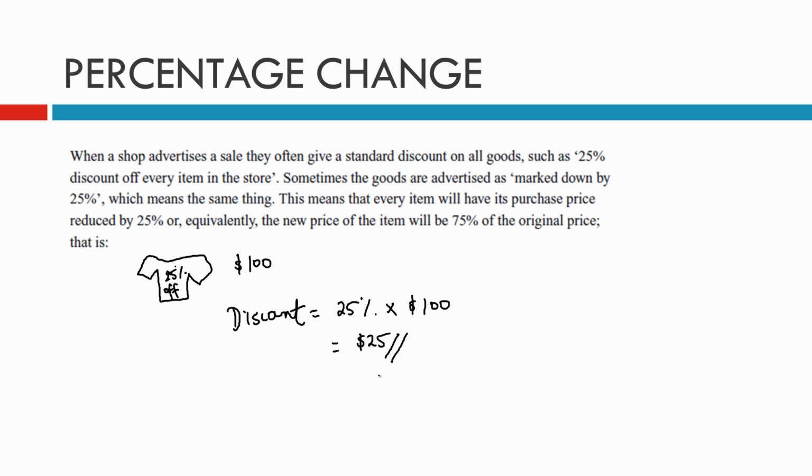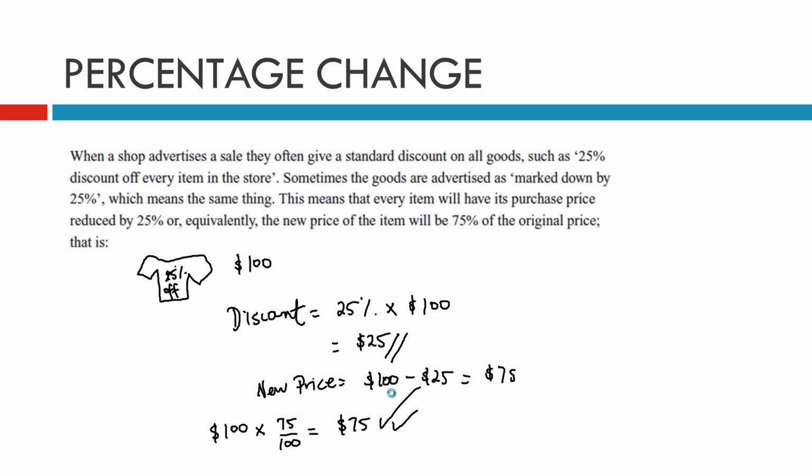That's my discount. So in order to get my new price, I subtract, don't I? So new price will equal the original price, which was 100, minus the $25 discount that I get for the 25% off, and that's going to give me a new price of $75. Now I could have got $75 a lot quicker, because if it was 25% off and 100% of the price was $100, I'm only going to pay 75% of that price, so I can just do this and I will automatically get $75. And that's the quicker way to do this type of question for percentage change.